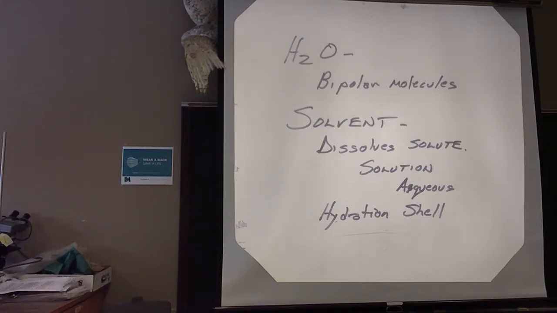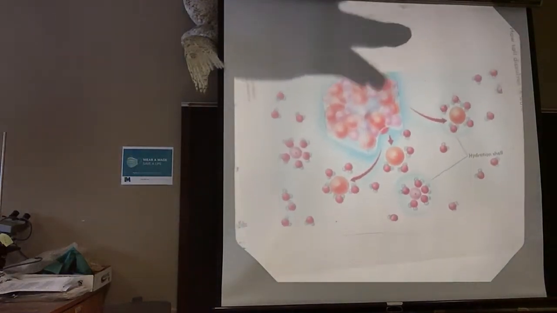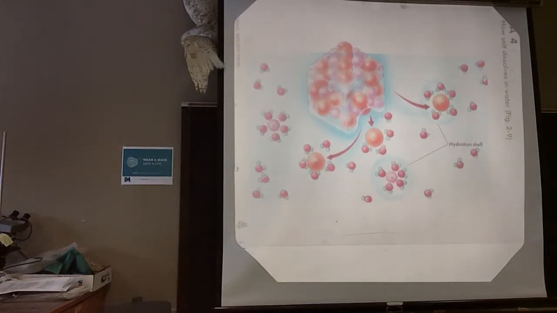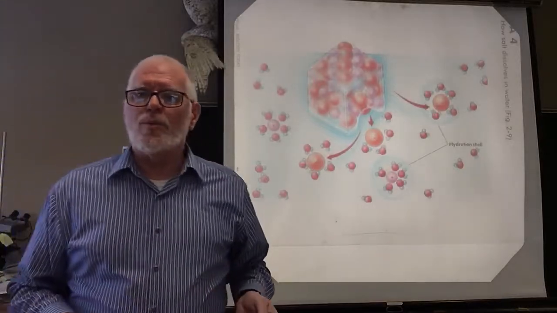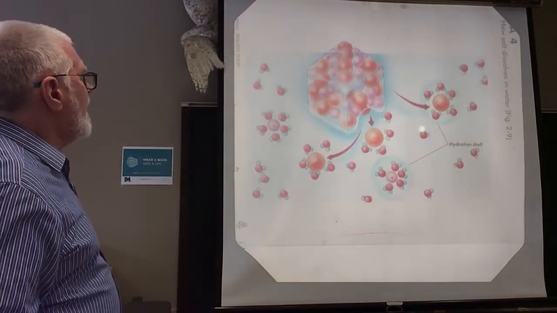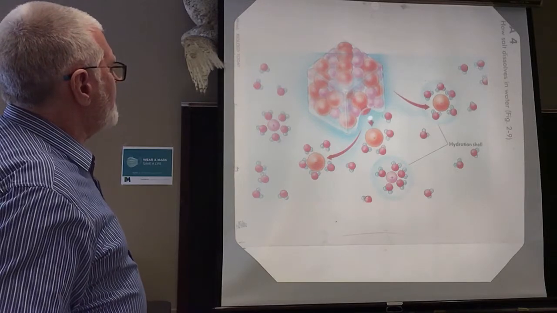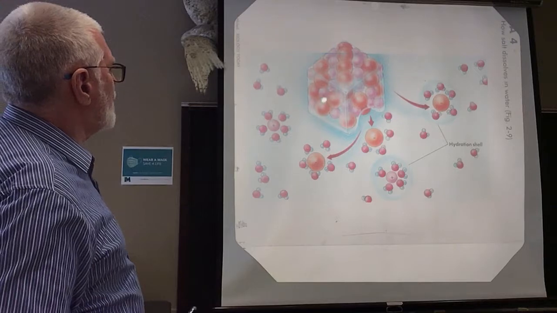Water works through something called a hydration shell. And because it's on video, I can move this even if you haven't quite copied it yet. It's on the picture here too. So you put a cube of sodium chloride, salt, into water. There's your cube. The water molecules start to be attracted to the two different components.